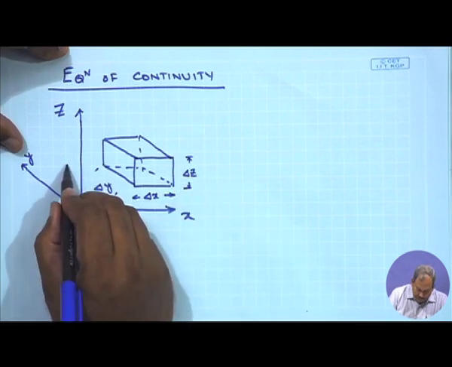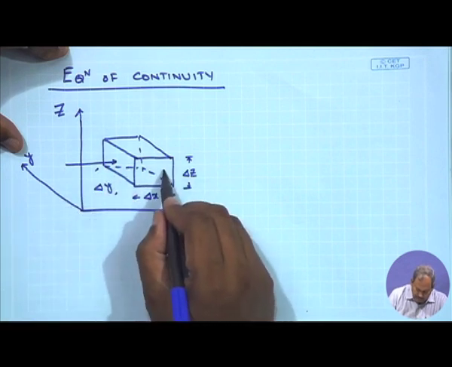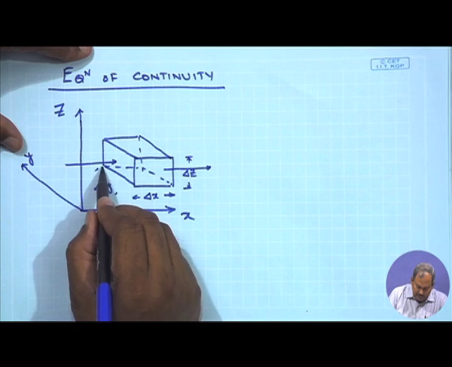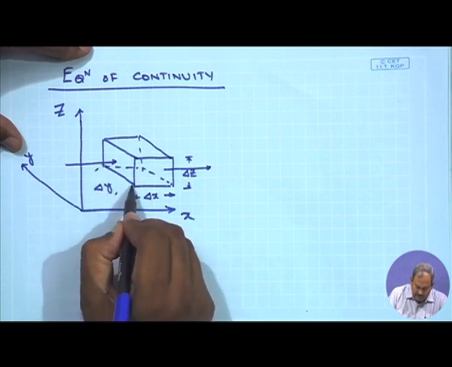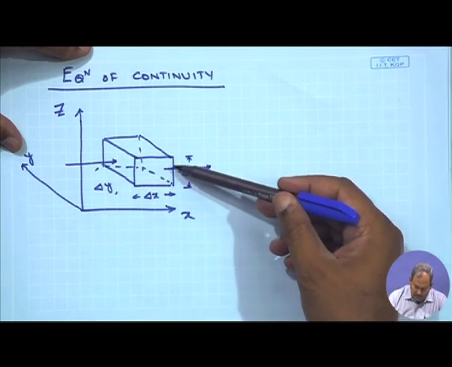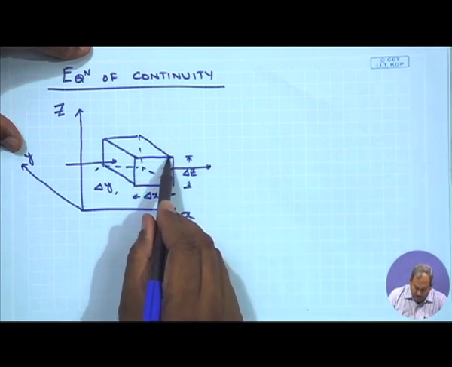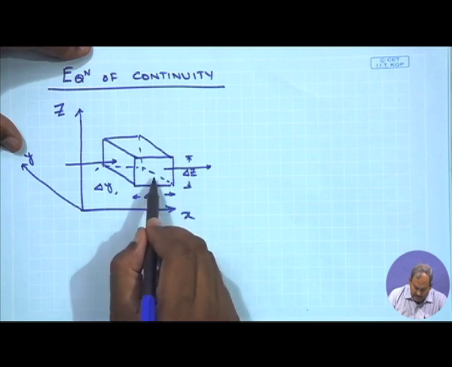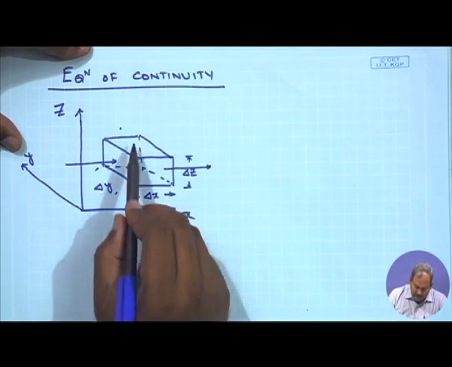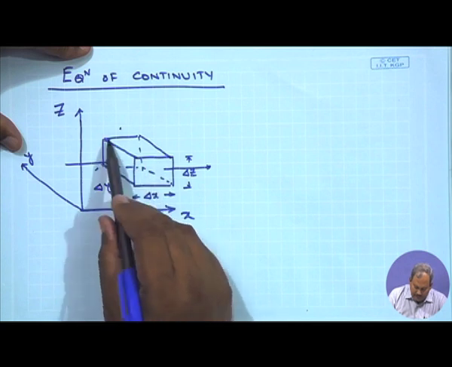Okay. So some amount of mass is coming in here through the x phase, and some mass is going out. The x phase is defined as this phase which has area del y, del z. So this is your x phase, and on the other side you have the x plus del x phase. Similarly, this phase whose area is del x times del z is known as the y phase, and I have a y plus delta y phase on the other side, and this is my z phase, which has area del y times del x.